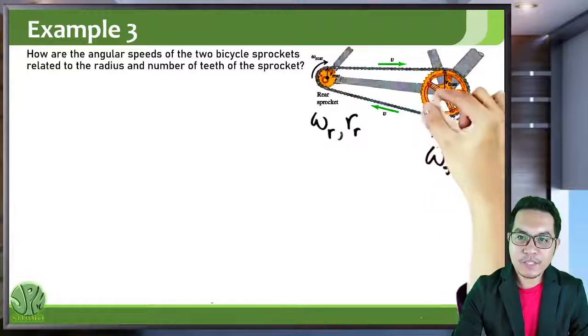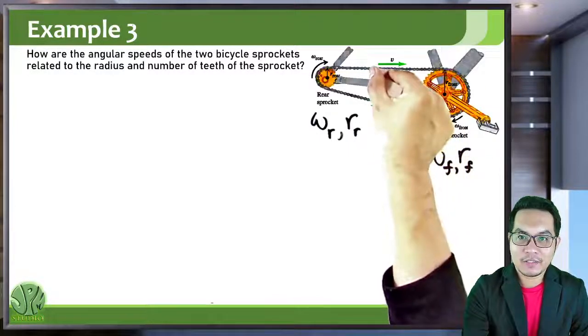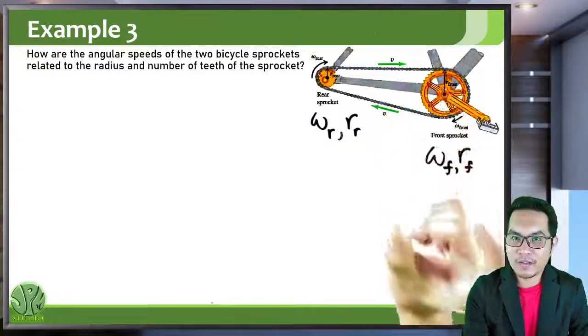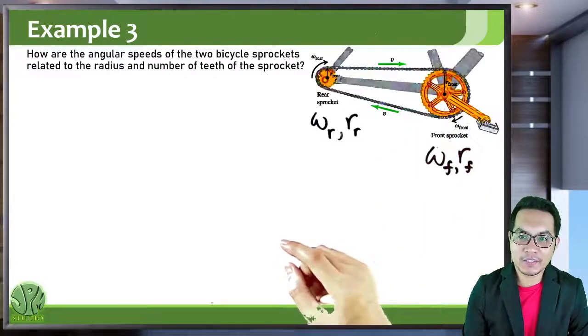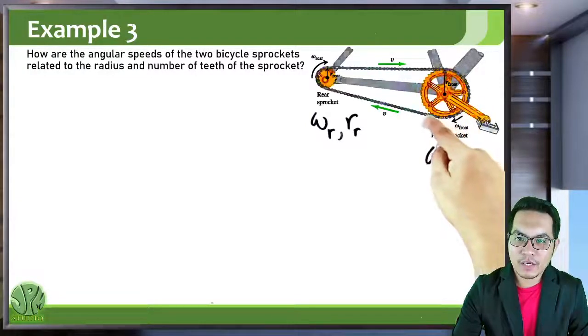Now, since the chain here, the links in the chain are equidistant, have the same distance, and this chain will actually, what do you call this?